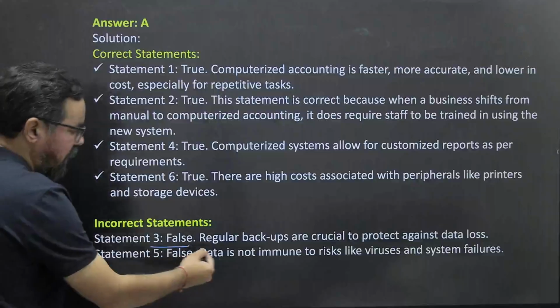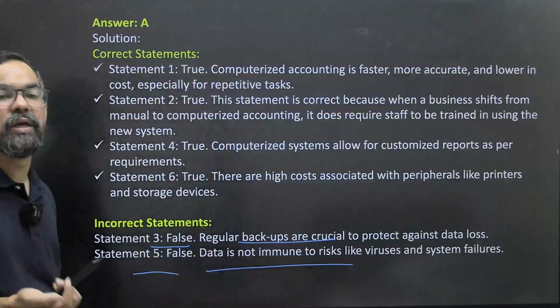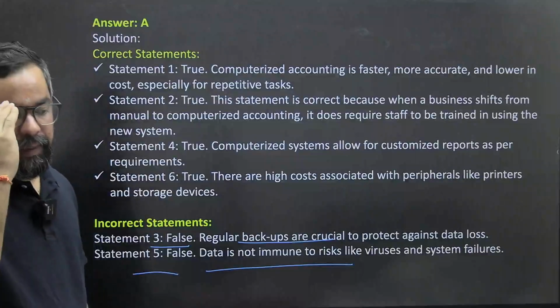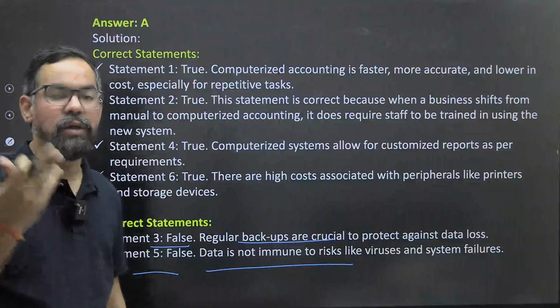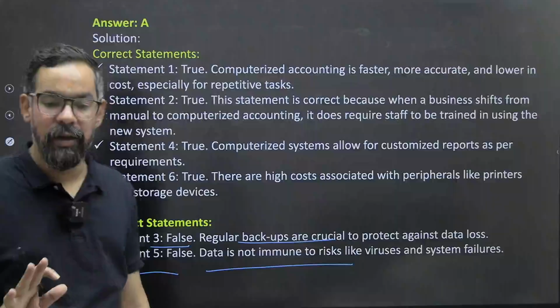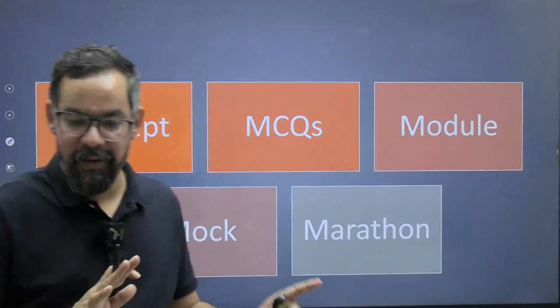So regular backups are crucial, and data is not immune. We have to use antivirus, as there are chances of cyber attacks and all. So we have to build an information audit system, and also we can ensure that we are in the right direction, right? So the game again will remain the same.